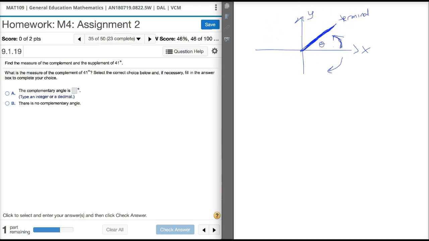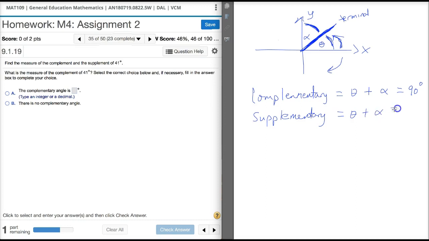Whenever we talk about complementary angles, and I'm going to name this angle here alpha, let's say we have one angle from here to here, and another one from there to there. We know that angles are complementary whenever we add those two angles together and they equal 90 degrees. So the sum of those two angles is 90 degrees. When we have supplementary angles, we add the two angles together and they come out to be 180 degrees.